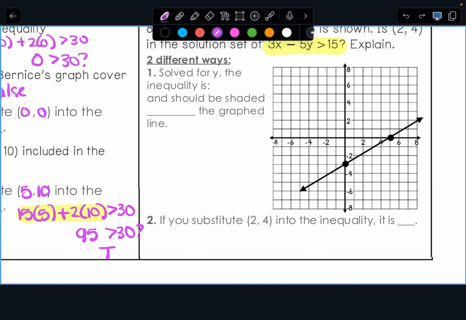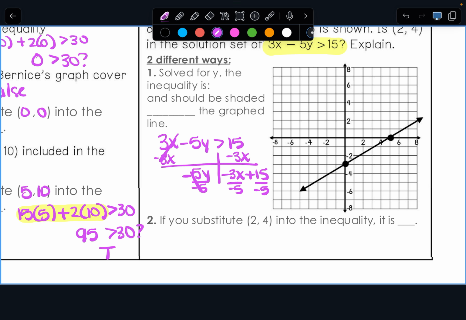Subtract 3x. What can you not forget to bring down with 5y? The minus symbol. Negative, okay? And then divide by negative 5. Because we're dividing by a negative, what does that tell me? Flip the sign from greater than to less than. y is less than 3/5x minus 3. Now that the symbol is flipped, I'm no longer shading above. I'm shading which way? Below the line.